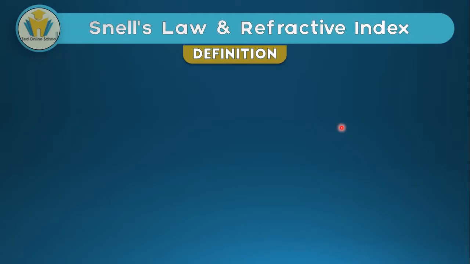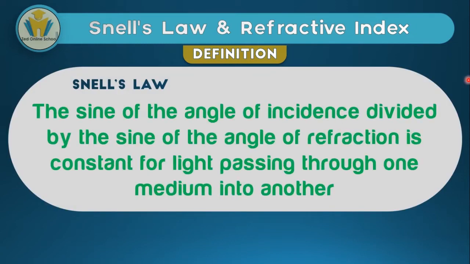What is Snell's law? Well, Snell's law is very similar to the second law of refraction. Do you remember we had sine i divided by sine r, right? If you read here, we've got this sentence that is giving us the description of Snell's law. The sine of the angle of incidence divided by the sine of the angle of refraction is a constant for light passing through one medium into another. You can see it's not very difficult to remember. If you can remember the second law of refraction, it's very easy to state Snell's law.